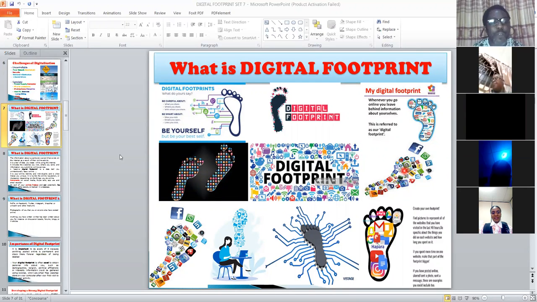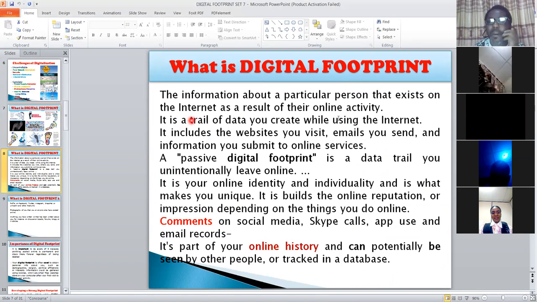Now we are going to digital footprint. Now we get to some definitions of digital footprint. The information about a particular person that exists on the internet as a result of their online activity. That's digital footprint. Are you getting what I'm saying? The information about you is not just what you have gone online to do. It is even the information about you as a result of your online activity, which means that when you type on a particular site, that's an activity.